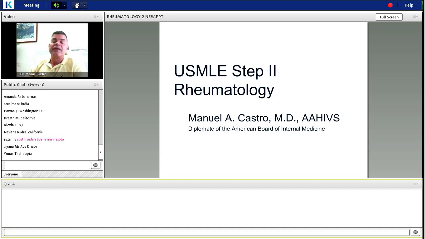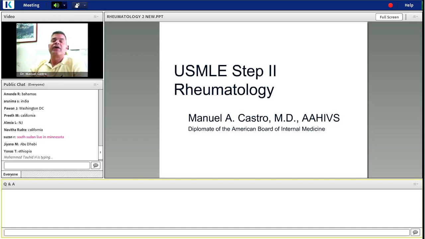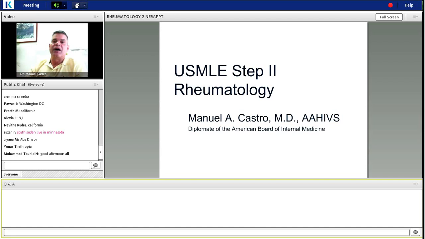So if somebody comes with low back pain, you should consider another diagnosis other than rheumatoid arthritis. Then I want you to group them in a different way. So far we have monoarticular, polyarticular, inflammatory, and non-inflammatory. If it's non-inflammatory, it's most likely osteoarthritis.